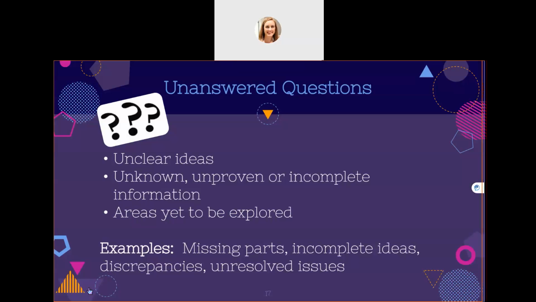So unanswered questions can also be a very easy icon to implement in the primary grades. You can encourage questioning in younger kids by using this icon. So some of the things that unanswered questions focuses on are unclear ideas, unknown, unproven, or incomplete information, and areas yet to be explored. Examples would be missing parts, discrepancies, or unresolved issues.